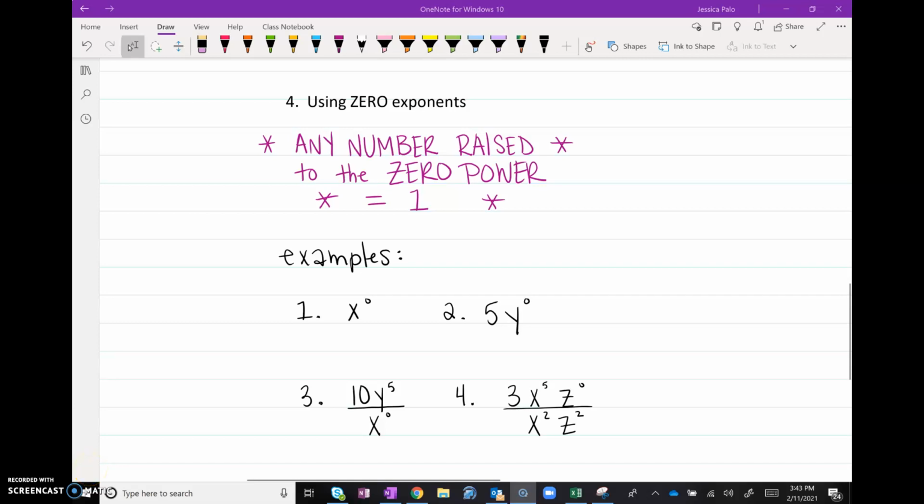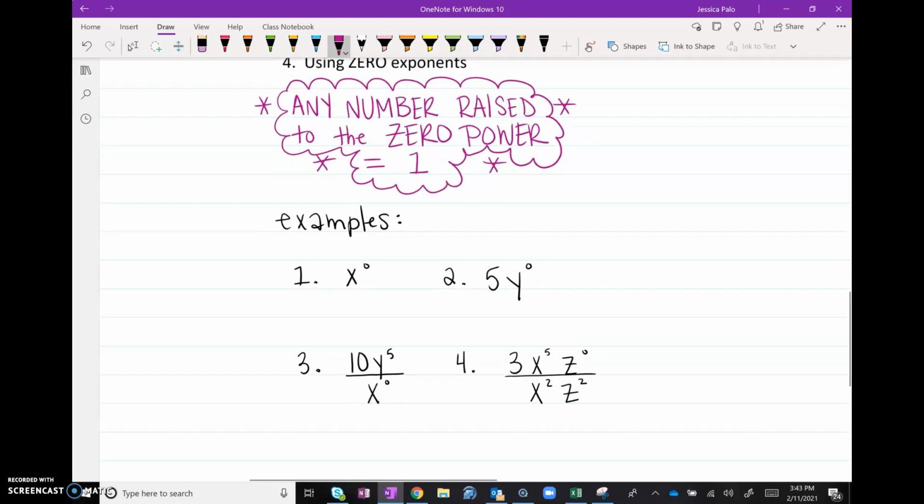The last thing we need to talk about is zero exponents. Any number raised to the zero power equals 1. Any number, exponent, value, anything raised to the zero power equals 1. So let's look at some examples.